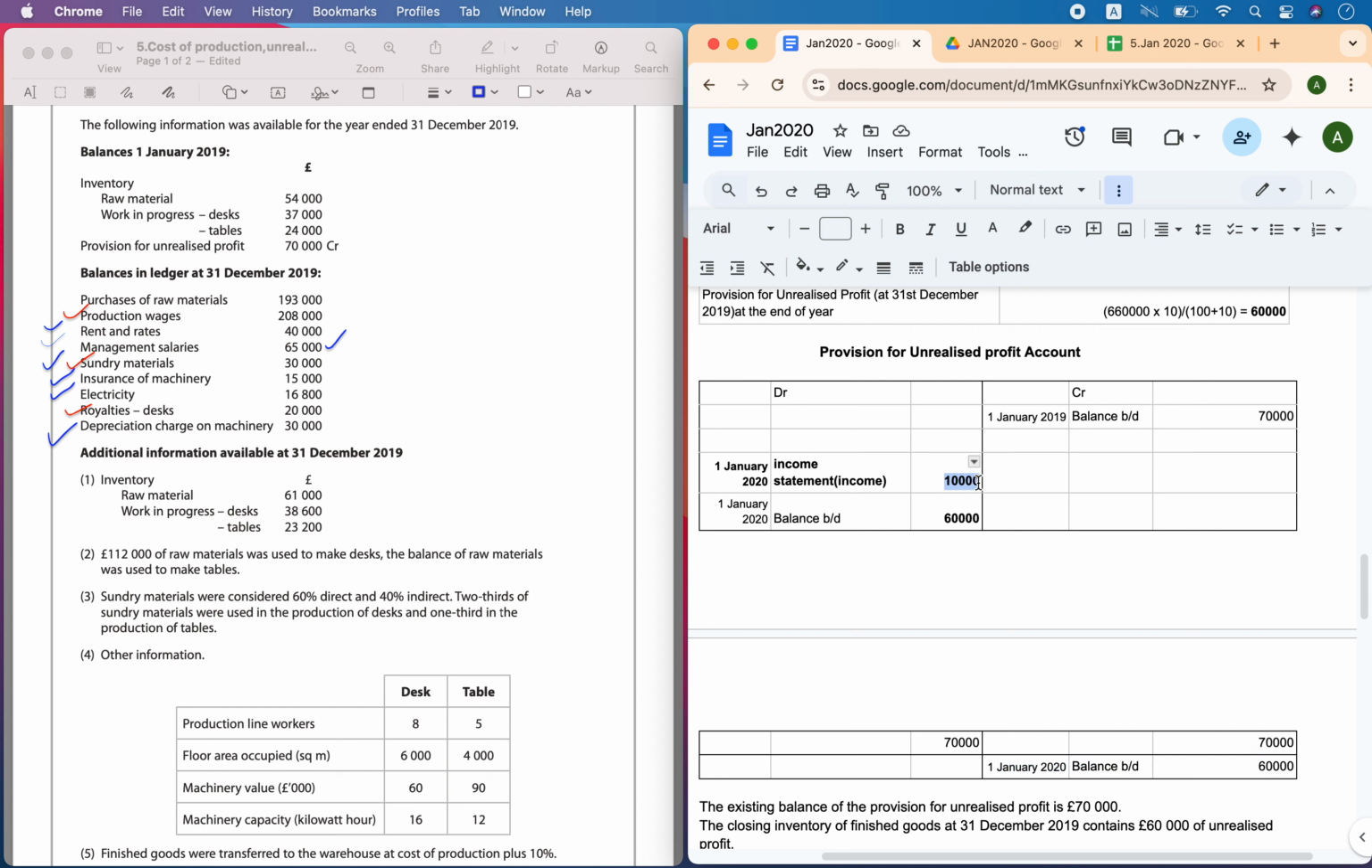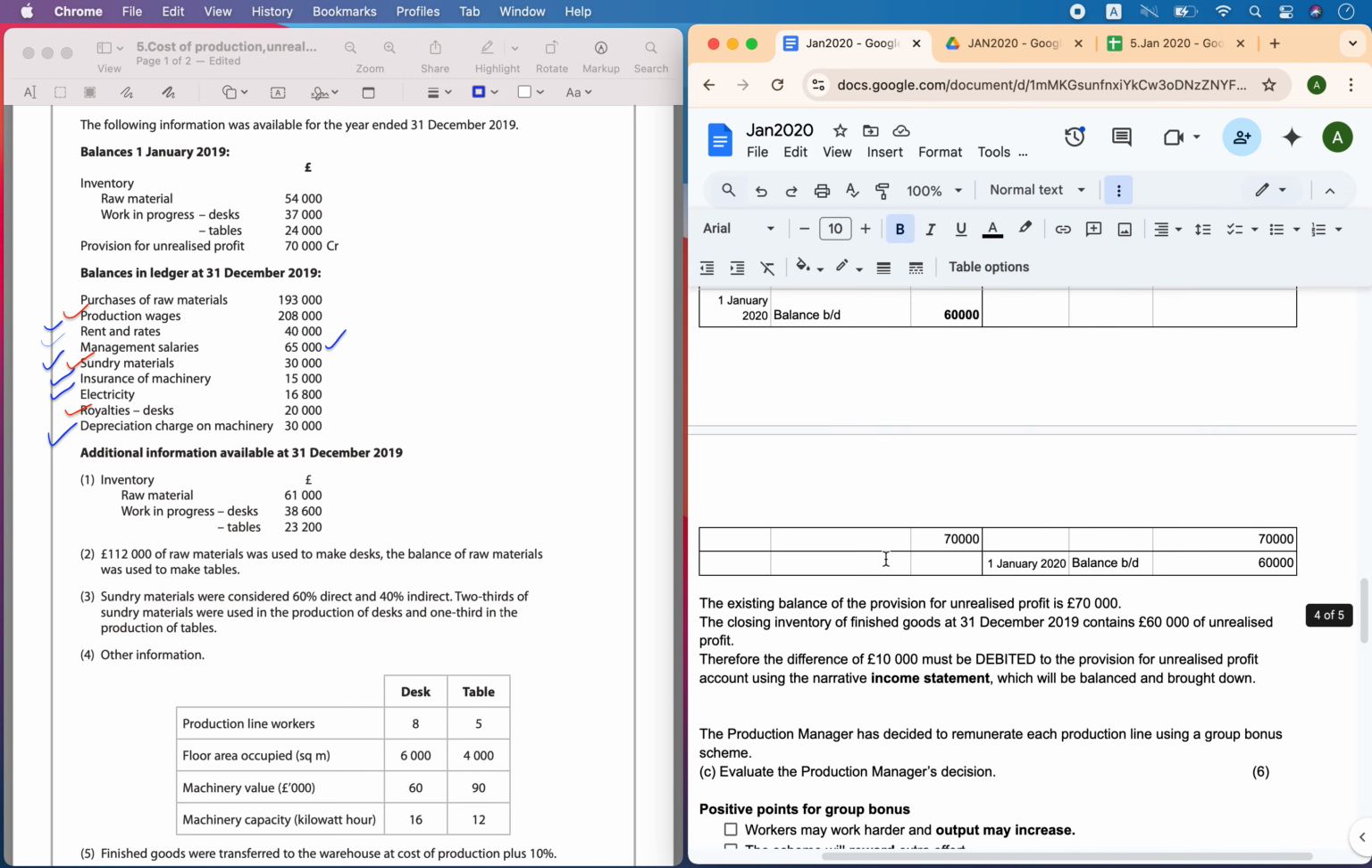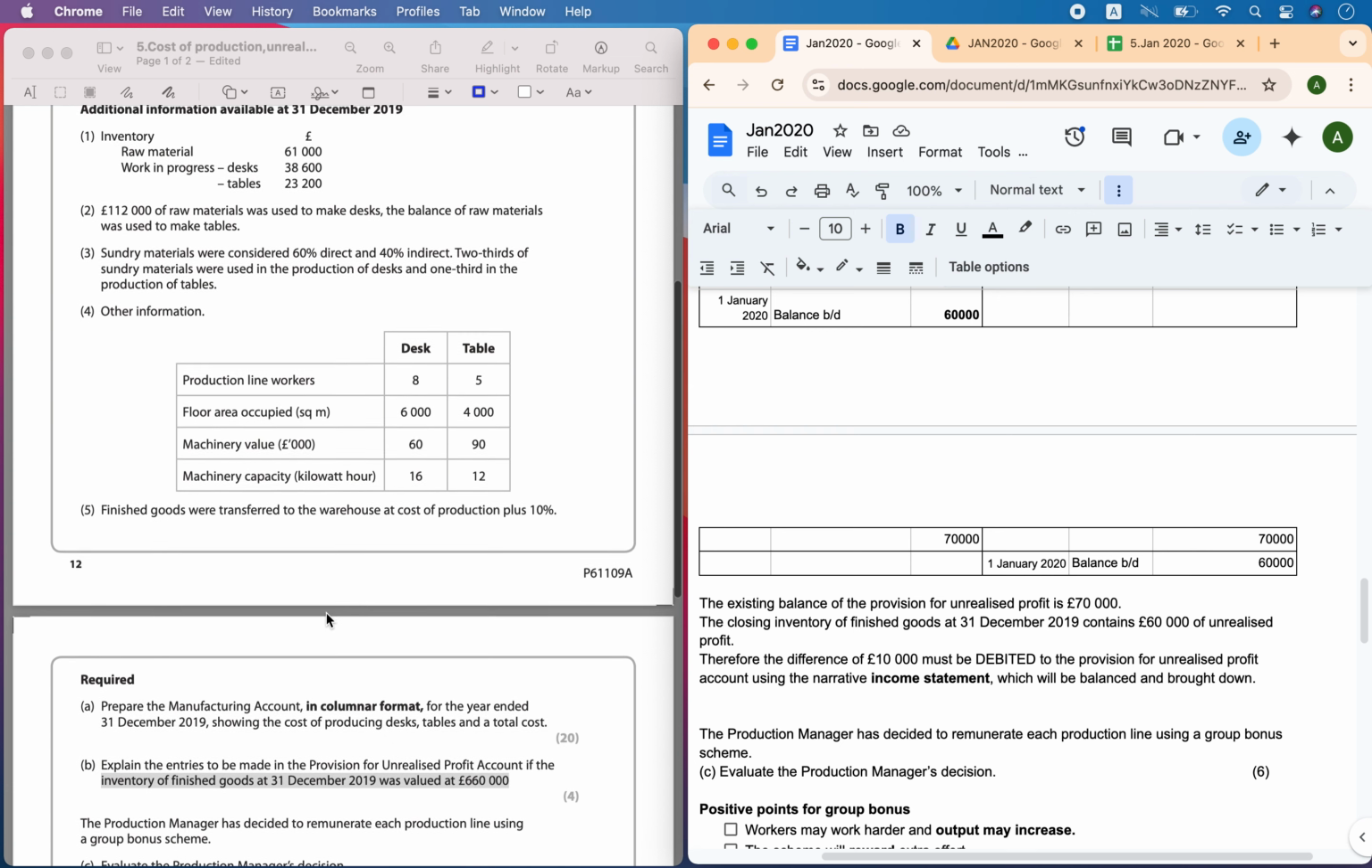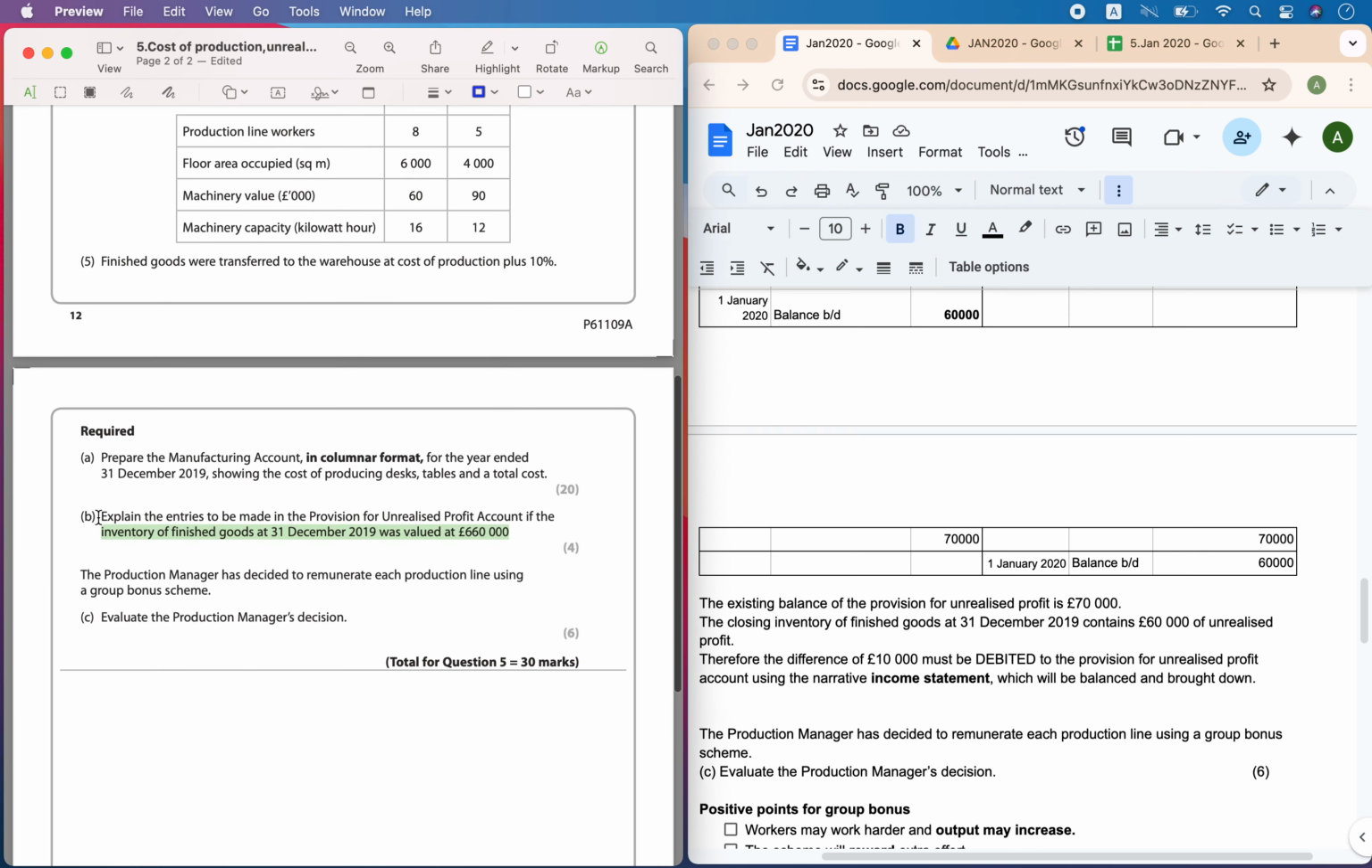So this goes into the income statement as an income. So it is debited here. Okay, so you will write your answer. If you can directly write, you can: the existing balance of the provision for unrealized profit is 70,000. Here they are asking you to explain the entries to be made.